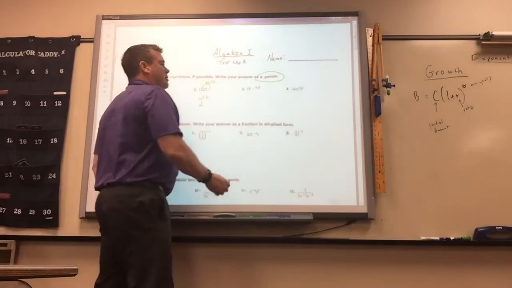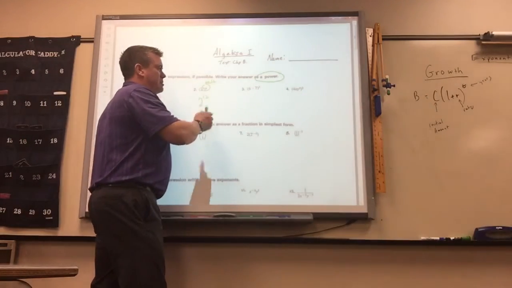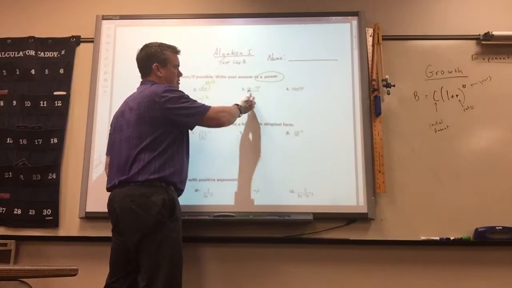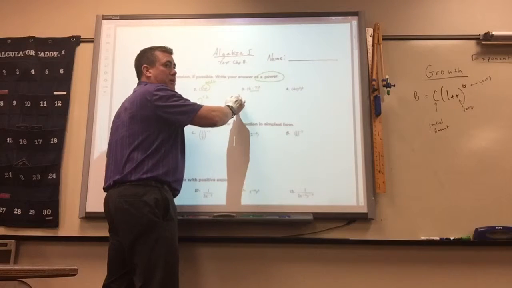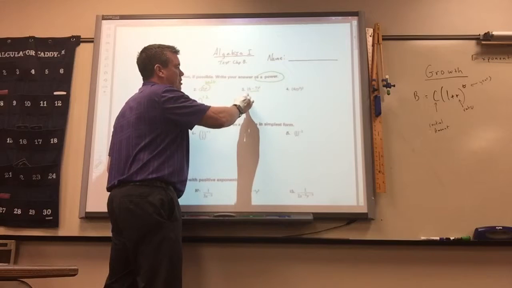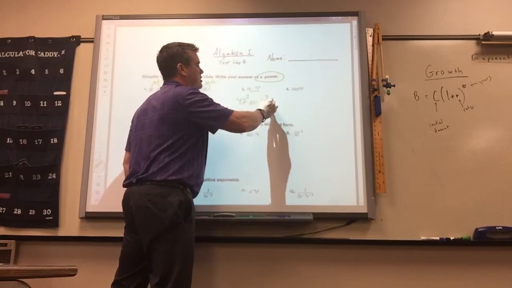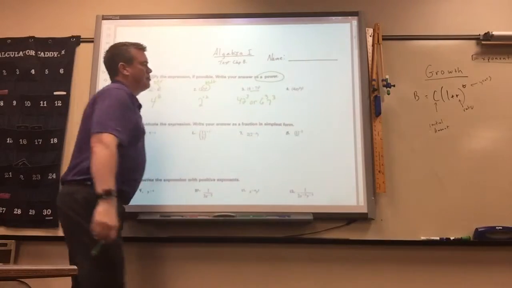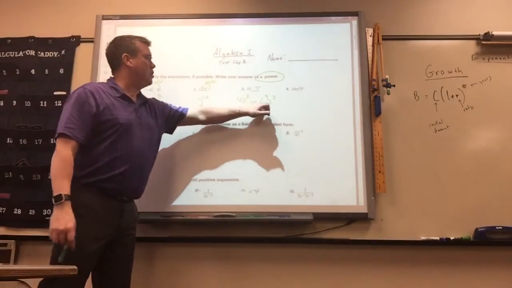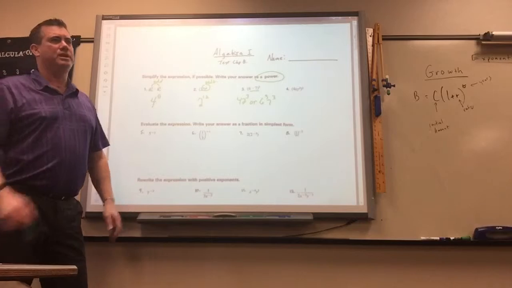This one, you could do it two different ways. You could do the parenthesis first. That would be 42 to the third. Or you could write it this way, 6 to the third, 7 to the third. Either one of those would be correct. We're just leaving it as a power.